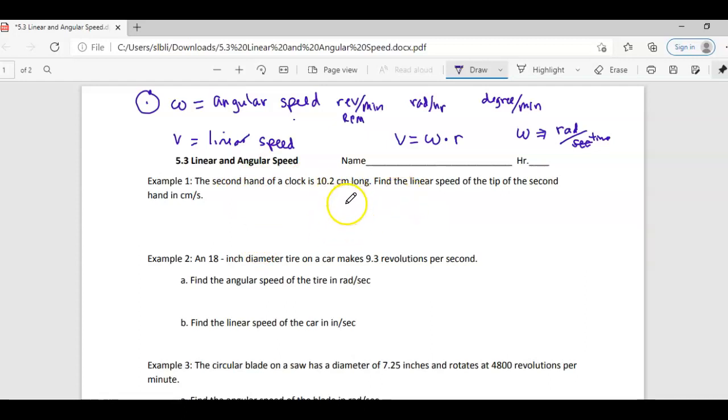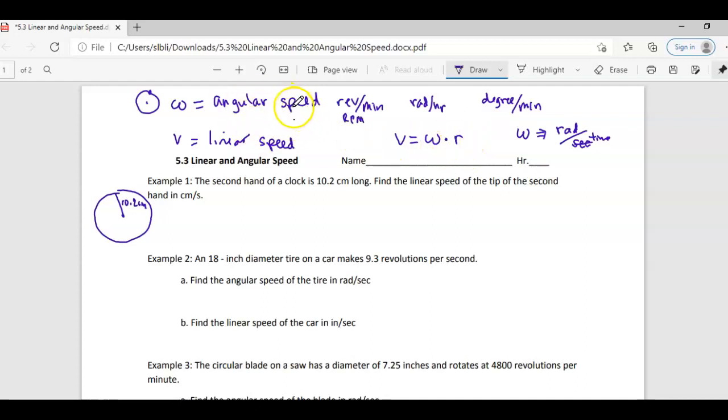All right, example one: the second hand of a clock is 10.2 centimeters long. The second hand in a clock is the one that counts seconds, so it's the long one. Basically, the radius of the circle is 10.2 centimeters. Find the linear speed of the tip of the second hand in centimeters per second. We are looking to find linear speed. In order to do that, we want to take the angular speed and multiply it by the radius.